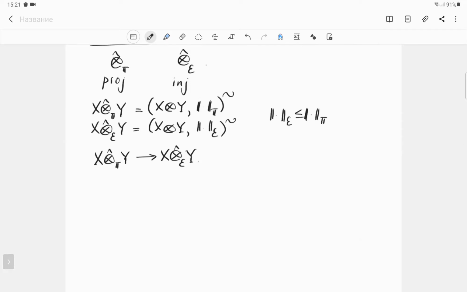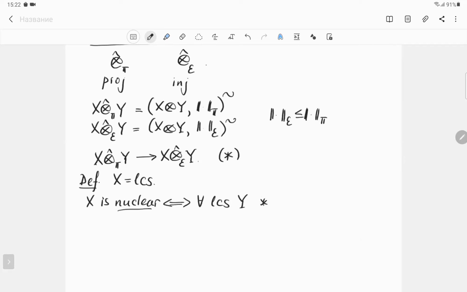So this is the situation with Banach spaces. In fact, similar constructions can be made for arbitrary locally convex spaces X and Y. And by definition, if X is a locally convex space, then we say that X is nuclear if for each locally convex space Y, the above map is a topological isomorphism.